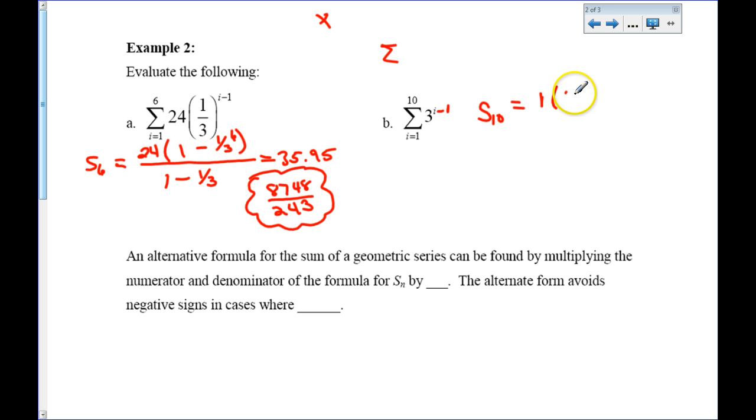We have 1 minus 3 to the nth. To the 10. Oh, yes, you're right. Sorry. This should be 10. Oh, no. And then we'd have 1 minus 3.